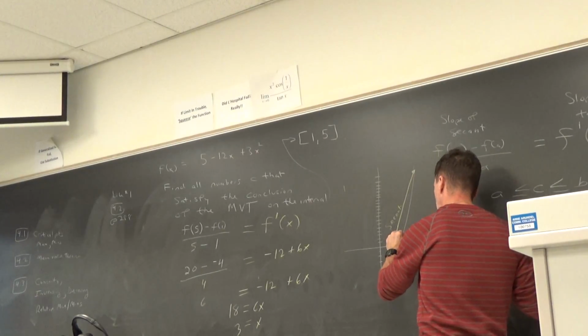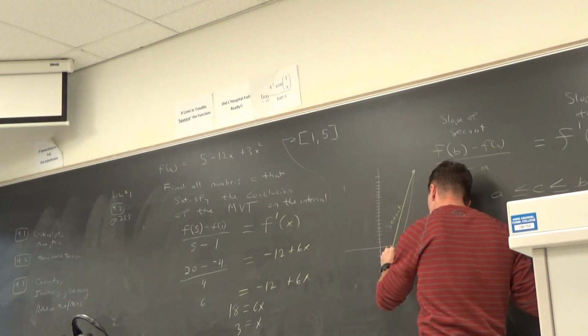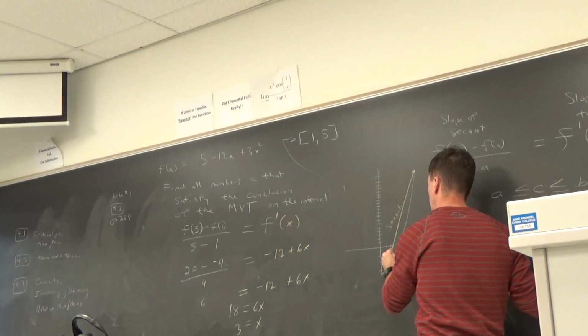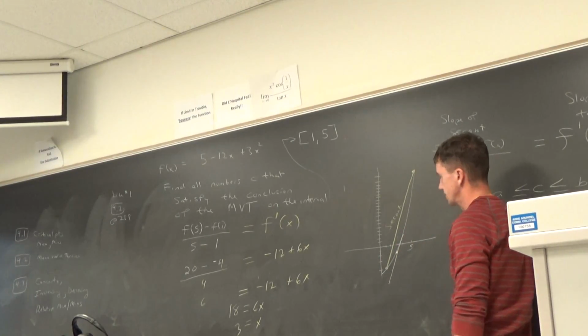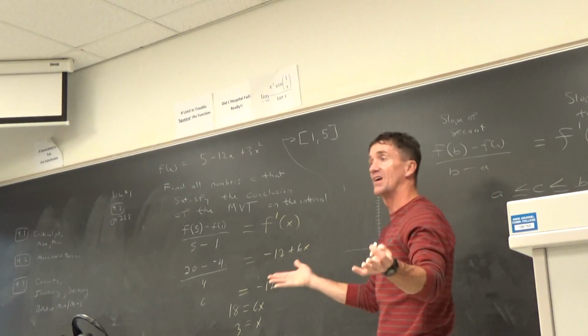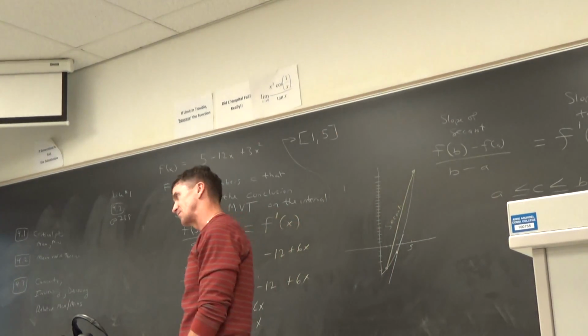This tangent line should be what? Totally parallel. I'll do my best to make it look like it's parallel. See how their slopes are equal? But it did happen right between 1 and 3. And sometimes you'll find that.